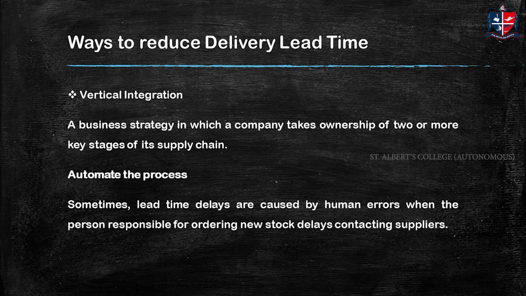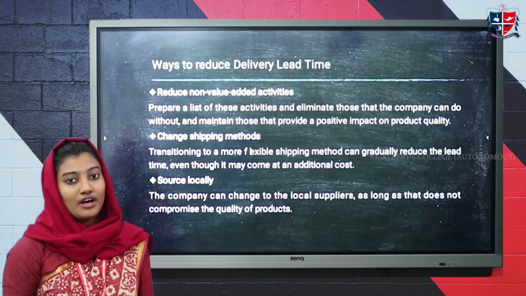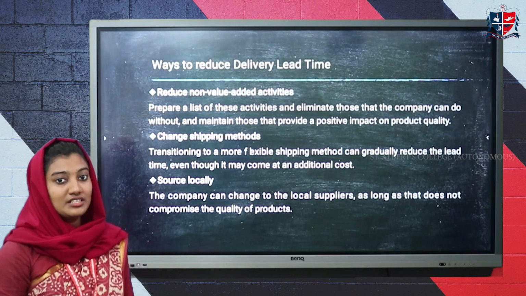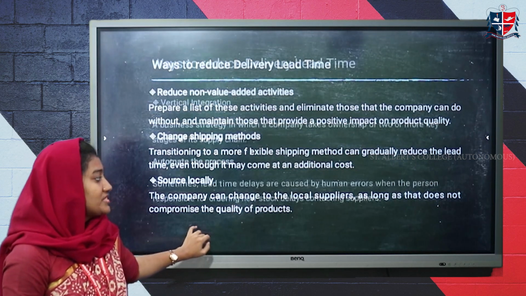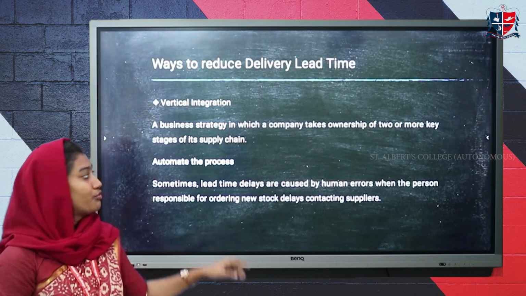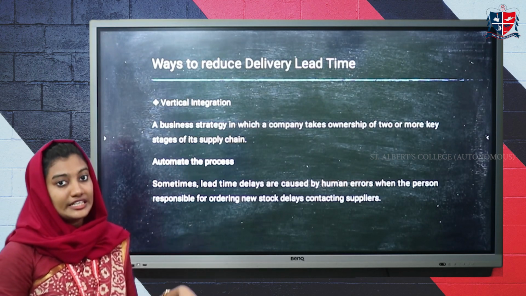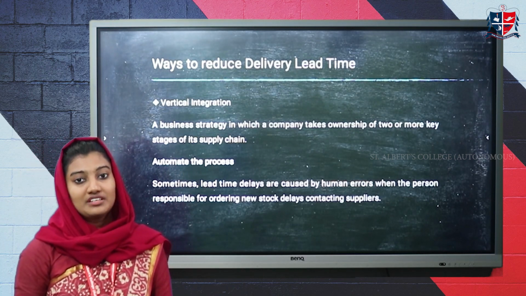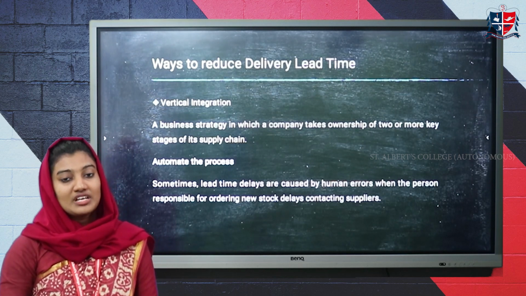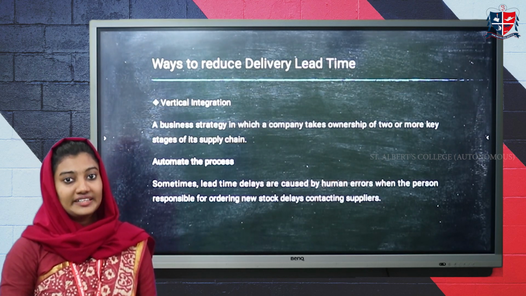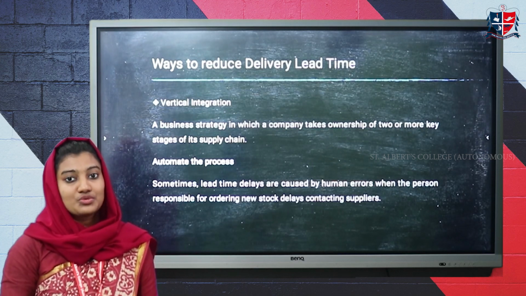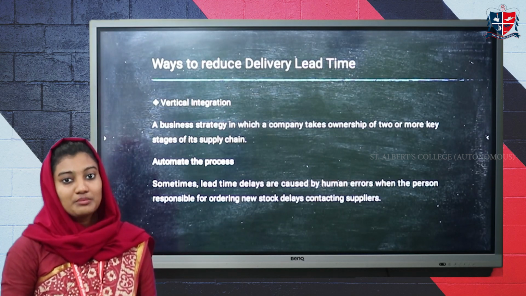Okay, so these are the 5 methods in which we are able to reduce the delivery lead time. That is, reducing any non-value added activities. Then the second one is changing the methods of shipping. Third one is sourcing raw materials from local suppliers. Fourth one is vertical integration. And the fifth one is automating the process of inventory management. So by this, we'll be able to reduce the delivery lead time, and it will be contributing to increasing the profits and reducing the time taken for the business operations.